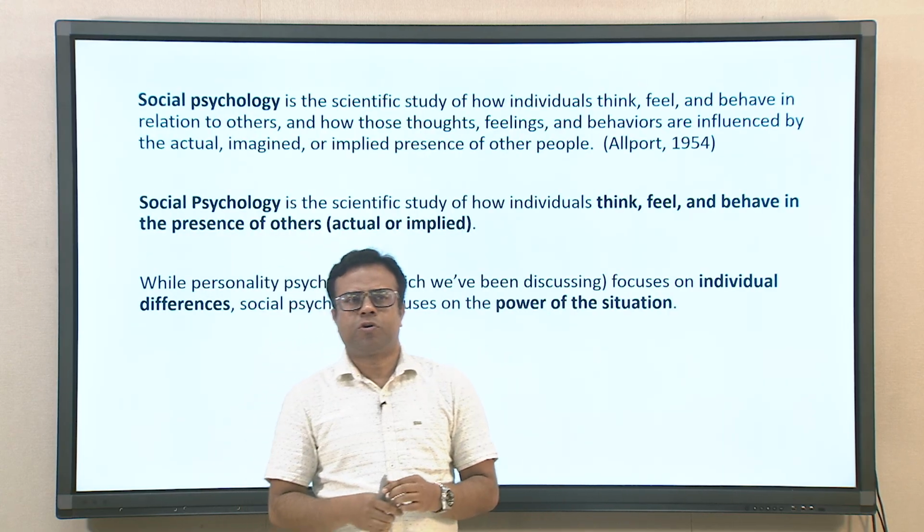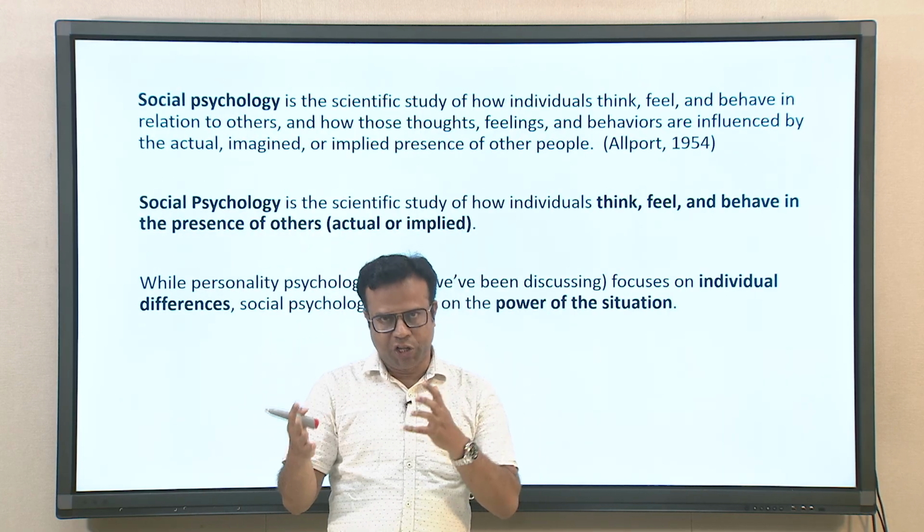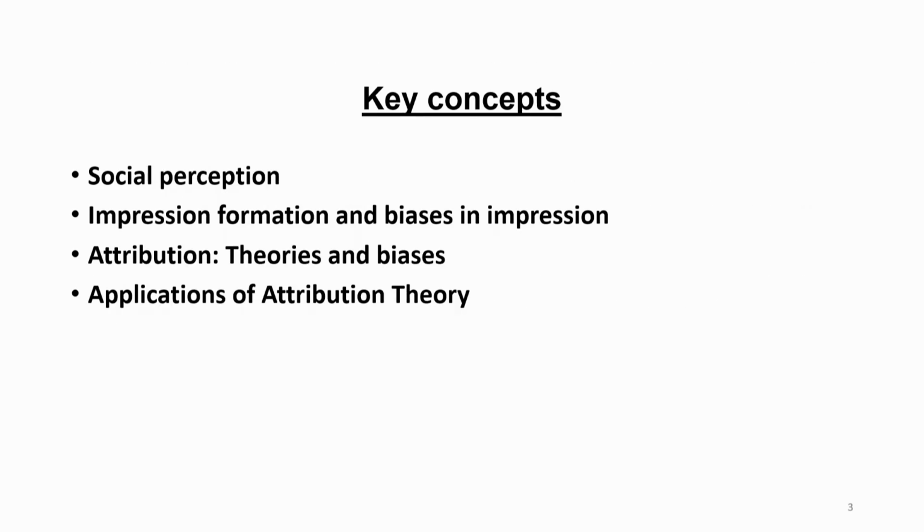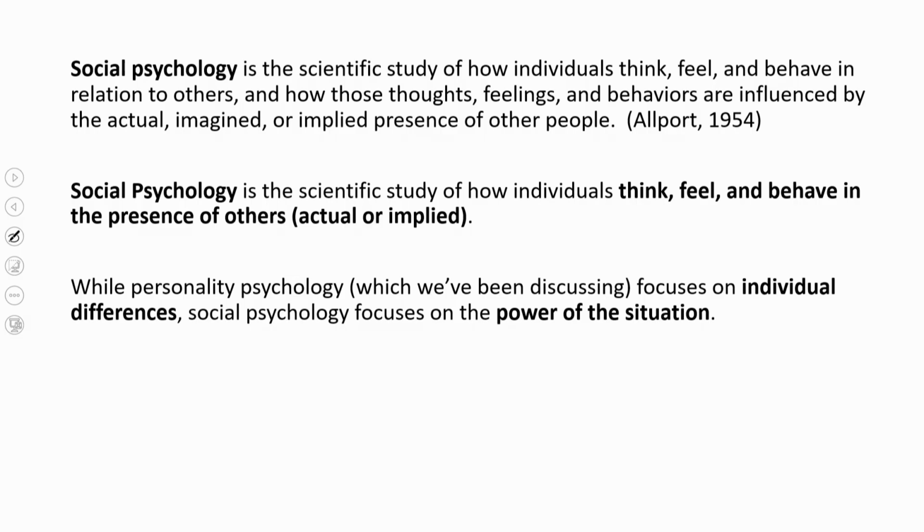Now, when we talk about social psychology, what is the meaning of social psychology, and what are the things that we study in it? It is a scientific study of how individuals think, feel and behave in relation to others, and how those thoughts, feelings and behaviors are influenced by the actual, imagined or implied presence of others. This is one definition, given by Allport in 1954.